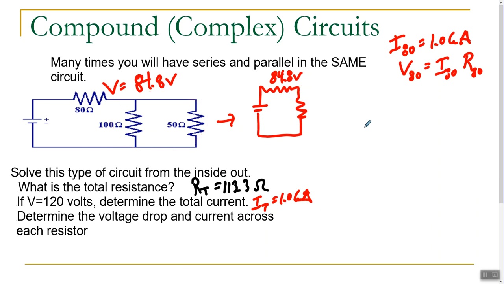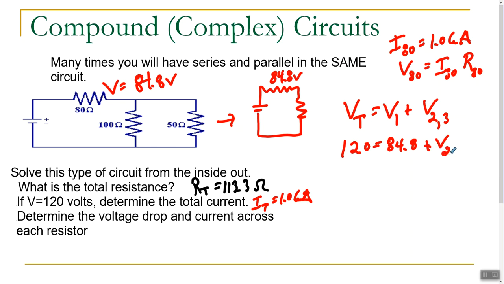Well, how much is left over? That's going to be voltage total equals voltage of 1 plus the voltage going through 2 and 3. The reason we write it this way is because since these are in parallel, their voltages are going to be the same. So we have 120 equals 84.8 plus whatever the remaining voltage is. So the voltage for 2 and 3 is going to be 120 minus 84.8, and that is 35.2 volts.